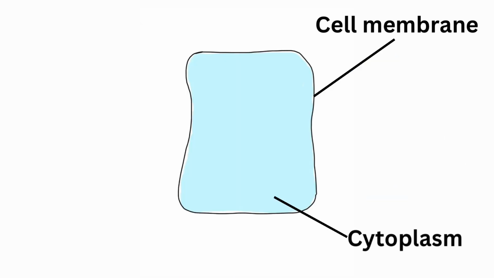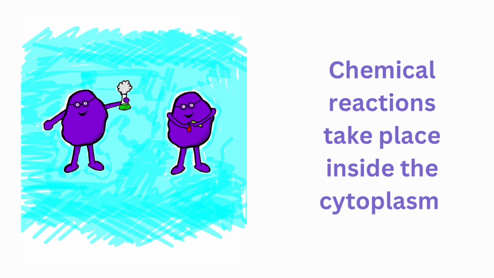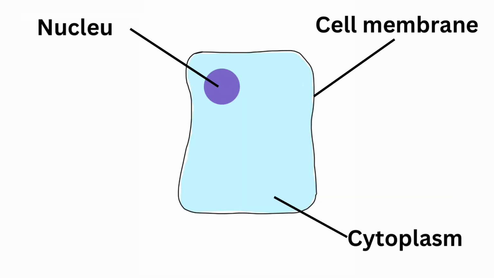Inside the cell membrane, the liquid is called the cytoplasm. And the cell's chemical reactions take place inside this cytoplasm. These chemical reactions need to happen in a very precise way to make the correct chemicals for the cell.